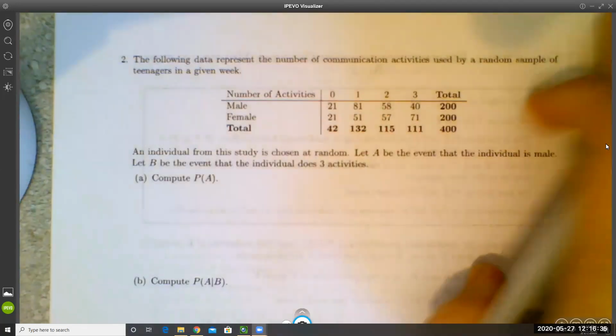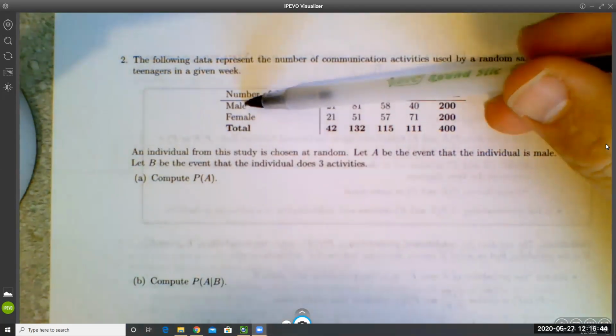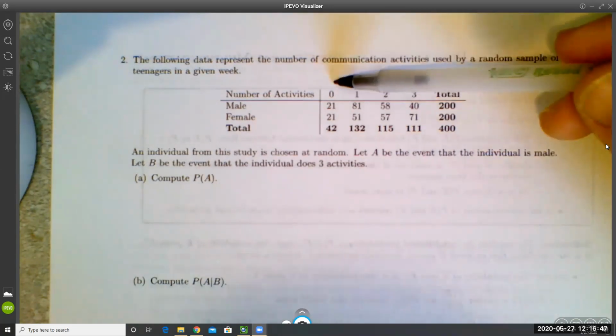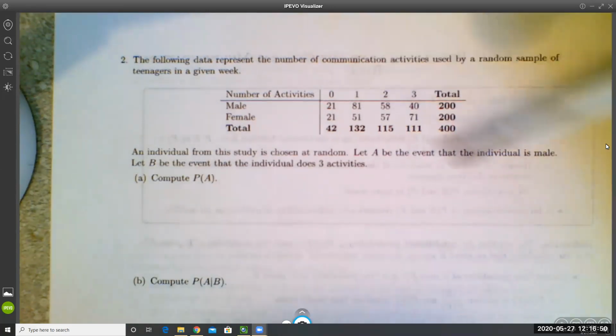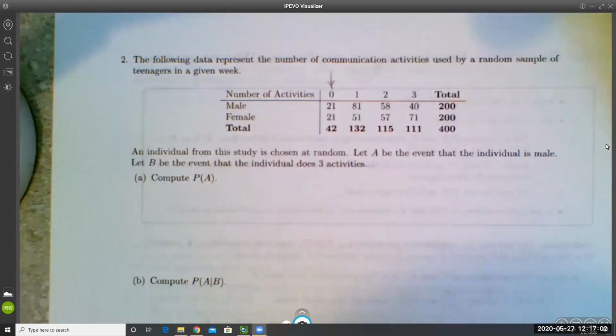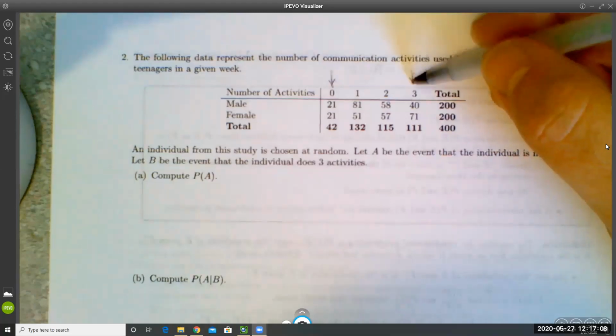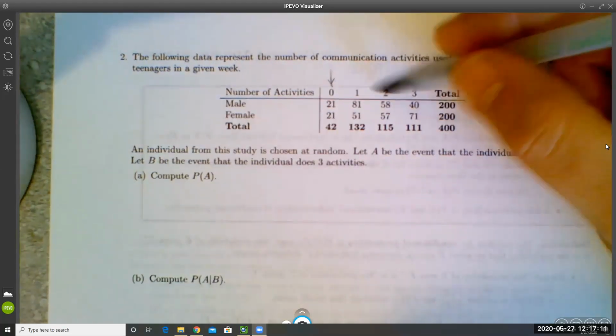Let's do another set of examples. This one says the following data represent the number of communication activities used by a random sample of teenagers in a given week. So there are some male and female teenagers in the study, and some of them did no communication activities. By communication activities, I think they mean texting, calling, social media, whatever, right? So there were some individuals that didn't do any of those activities. Maybe they were camping or something, so their cell phones didn't work. And then there were some individuals that did 3 different kinds of communication activities, and of course there were individuals in the middle.